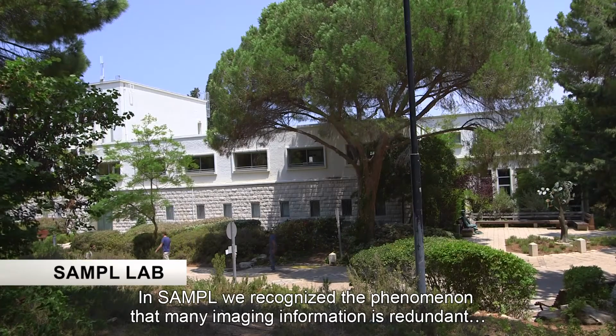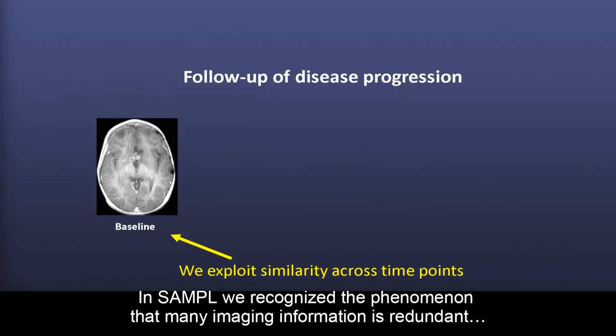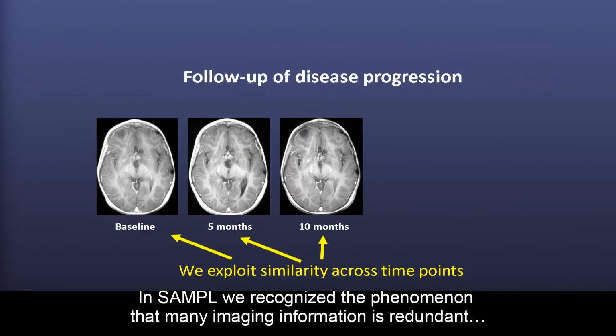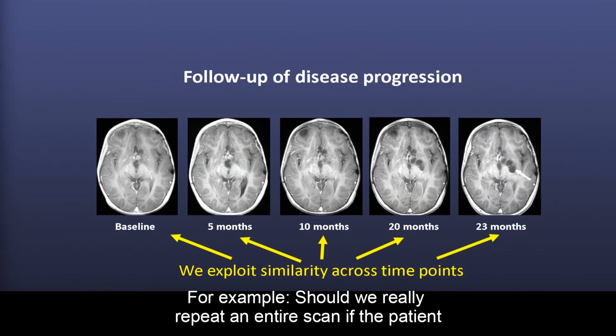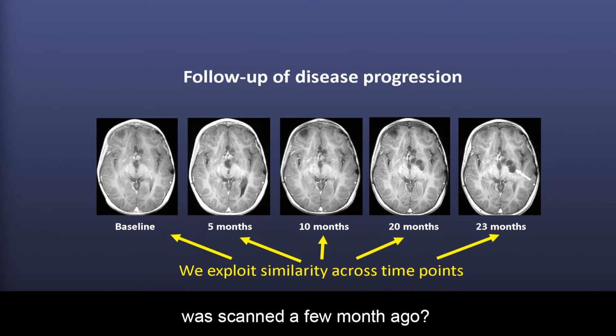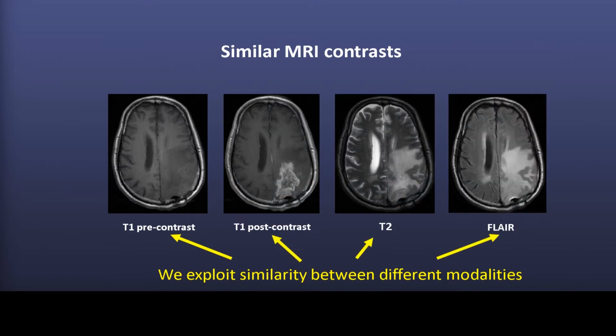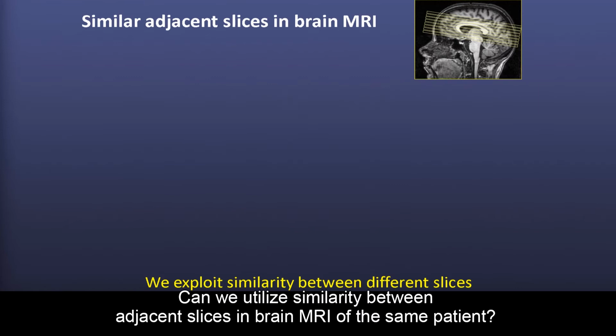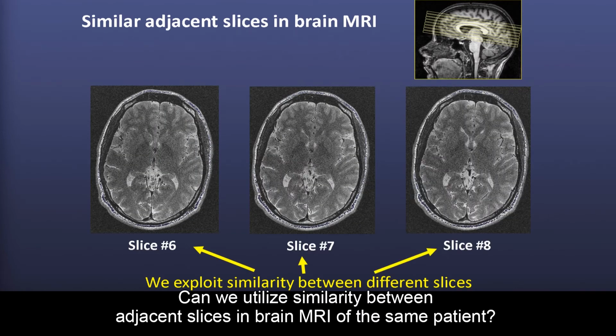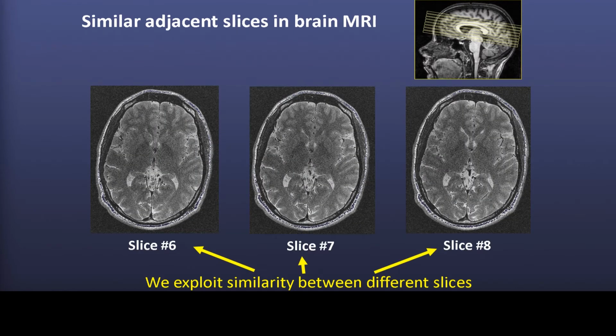In SAMPL, we recognize the phenomenon that many imaging information is redundant. For example, should we really repeat an entire scan if the patient was scanned a few months ago? Can we use similar imaging modalities? Can we utilize similarity between adjacent slices in brain MRI of the same patient?